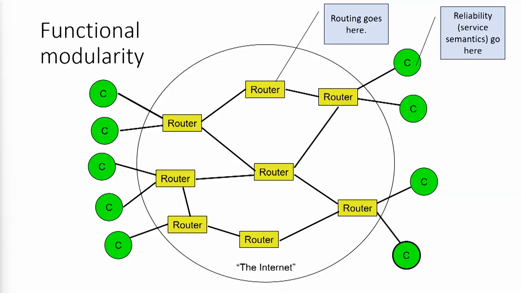And since our design goal was generality, we realized that we had to be very careful where we put the function that enforced the semantic capability of the system. So here's an obvious statement. Routers route. The routing algorithm is in the routers. Of course, that's where it goes. But the knowledge of what the service semantics are has to be in the computers at the edge, not in the routers. That was the first modularity decision we made, and it took us 5 years to get there.